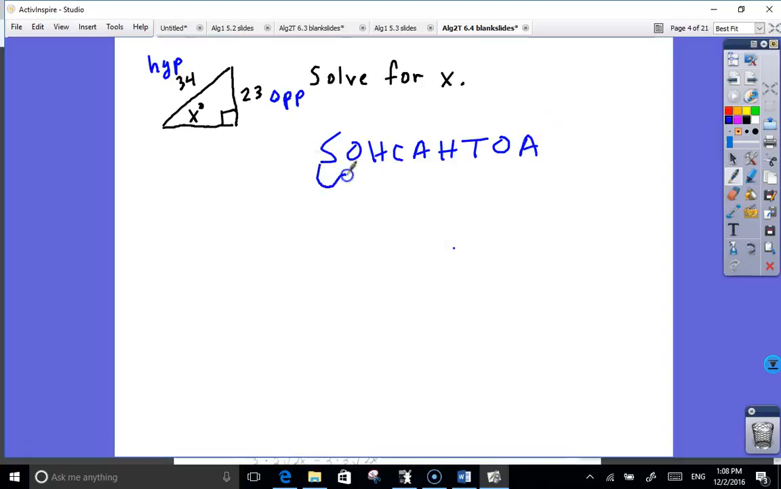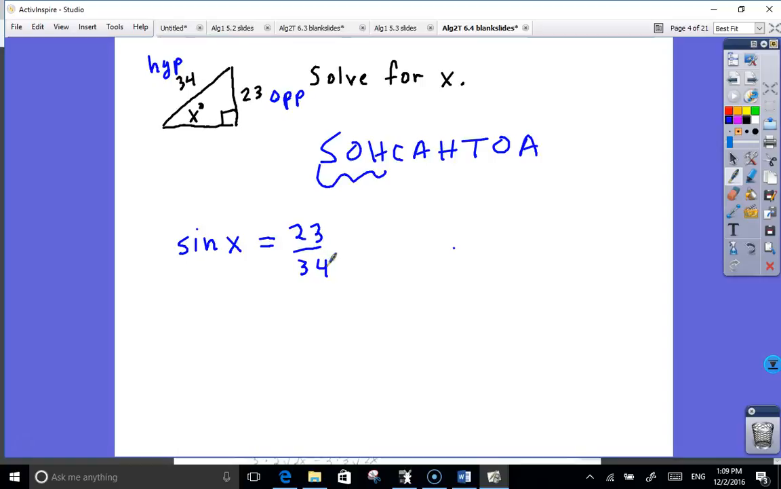It would be sine equals opposite over hypotenuse, right? So we would use that and say sine of x equals 23 over 34. Okay, well now we have to solve for x, and x is inside of the trig function. So in order to isolate the x, I can't divide by sin. That doesn't work.